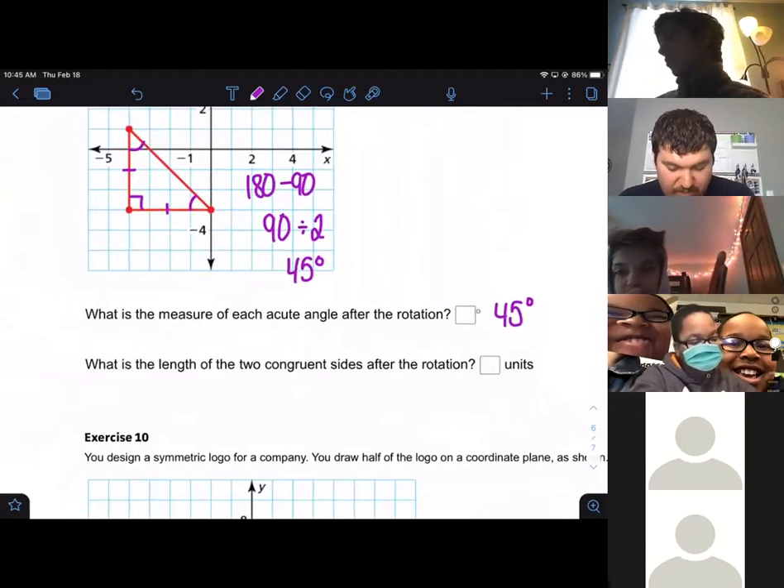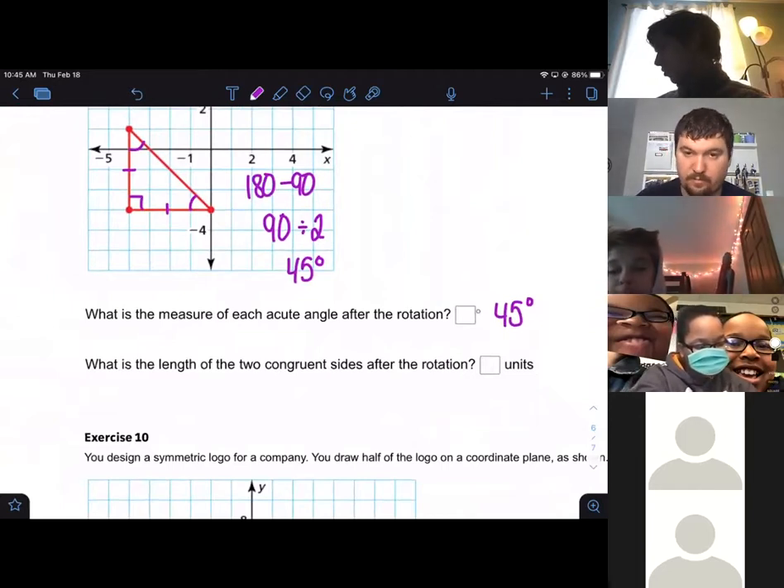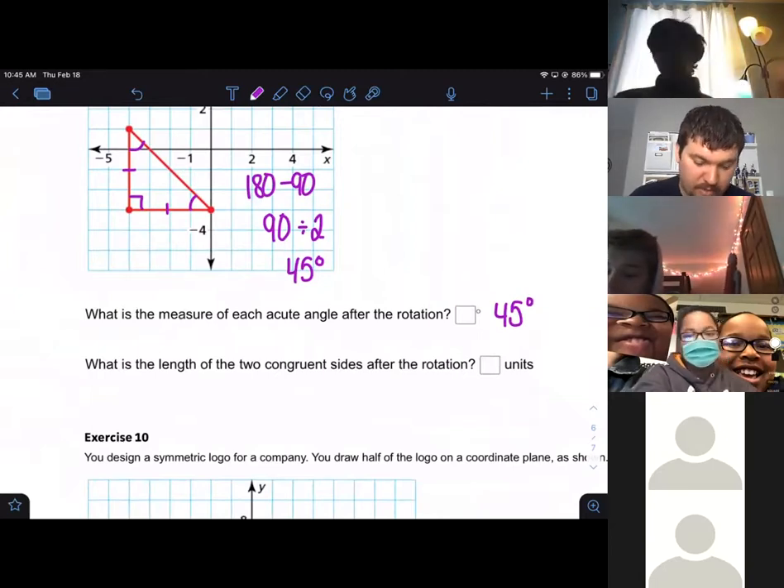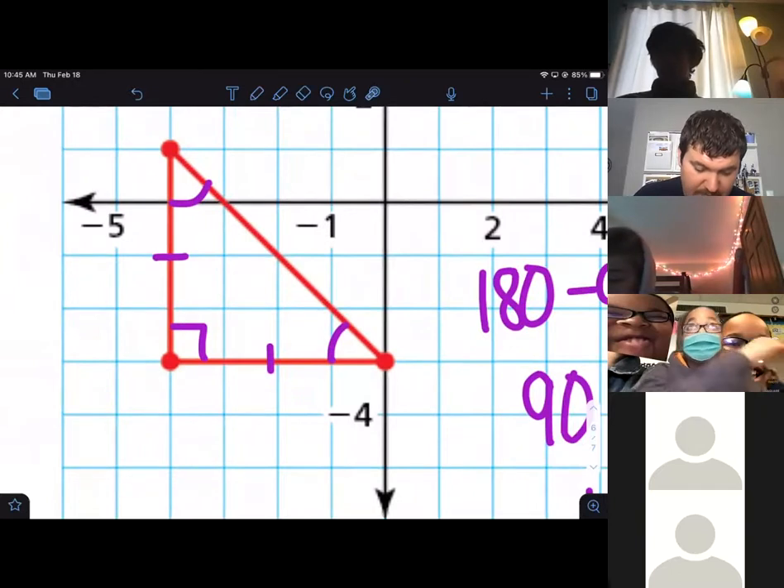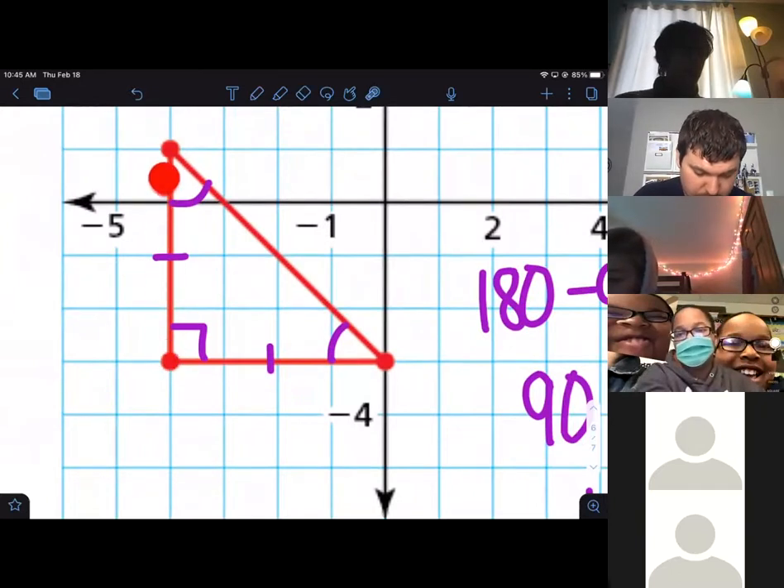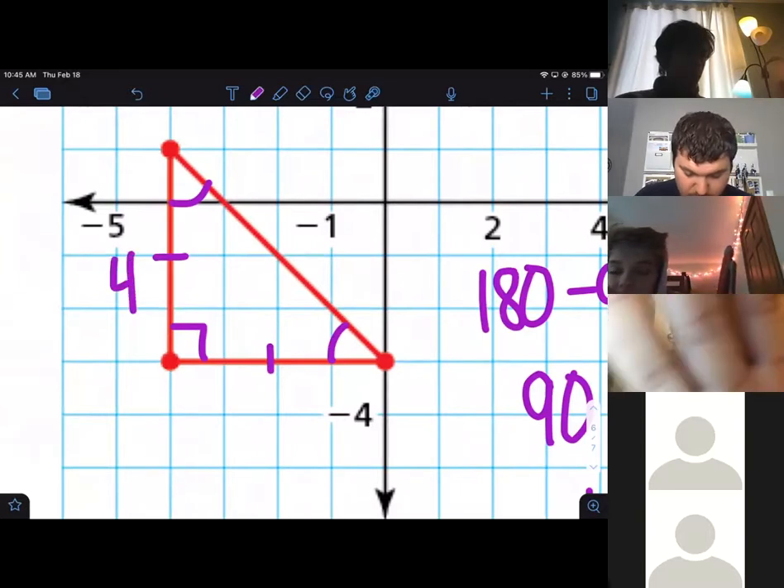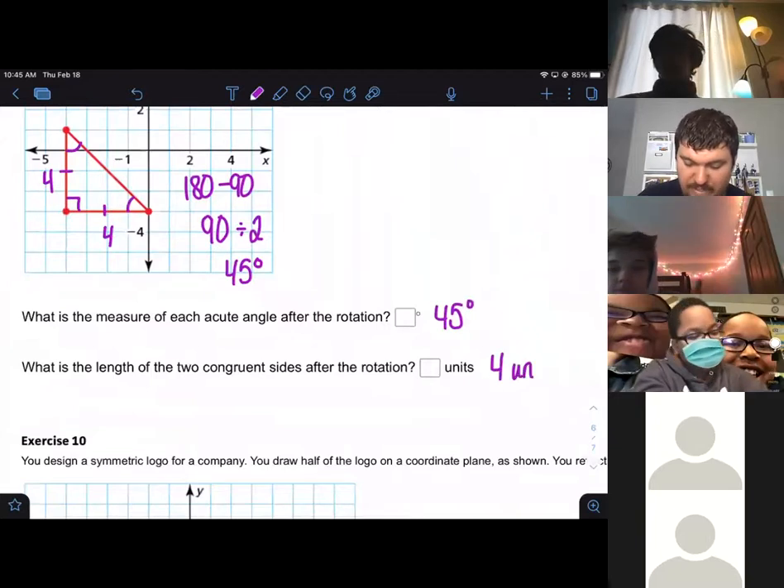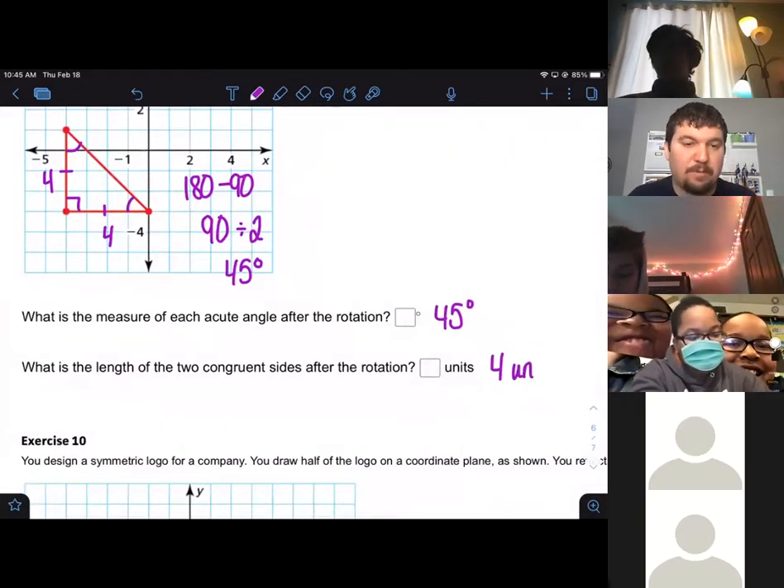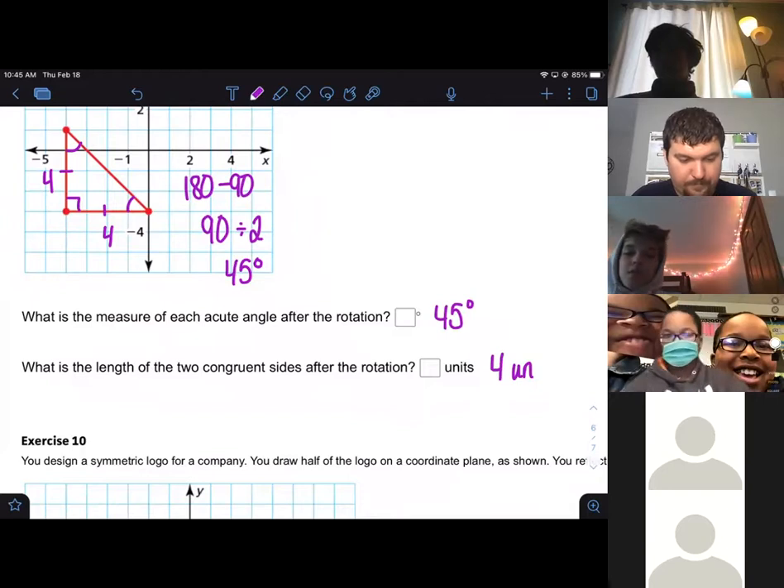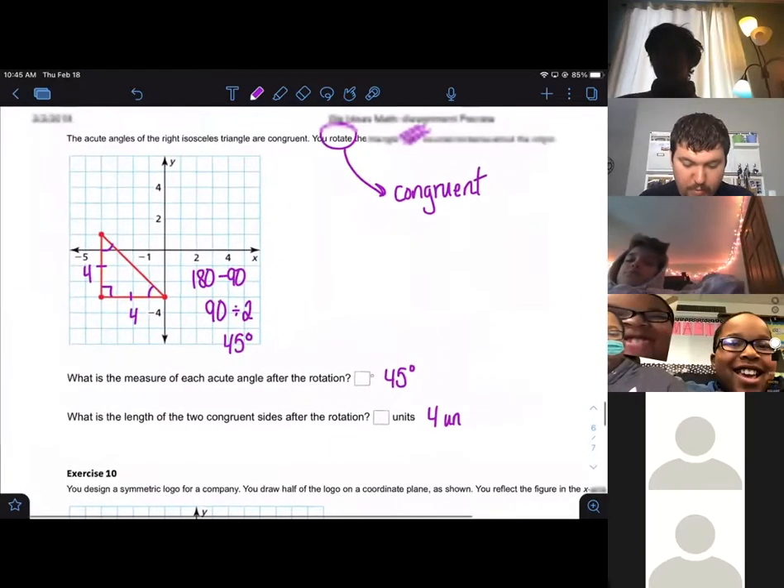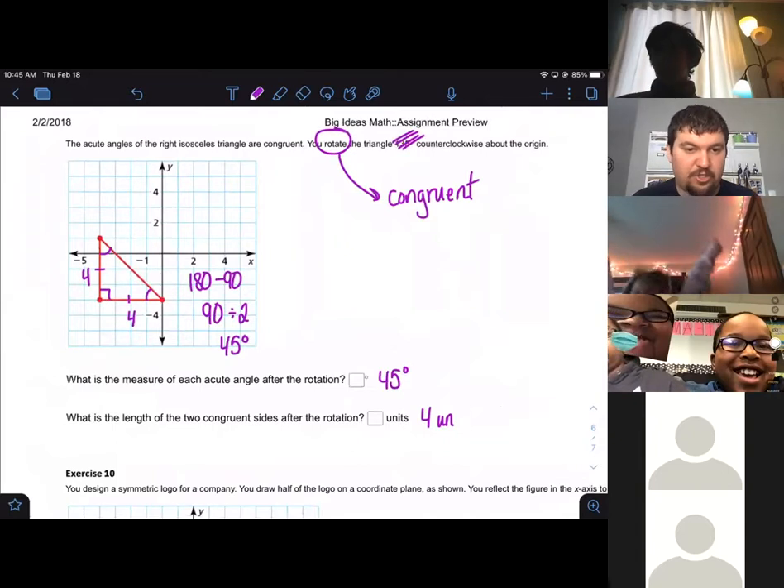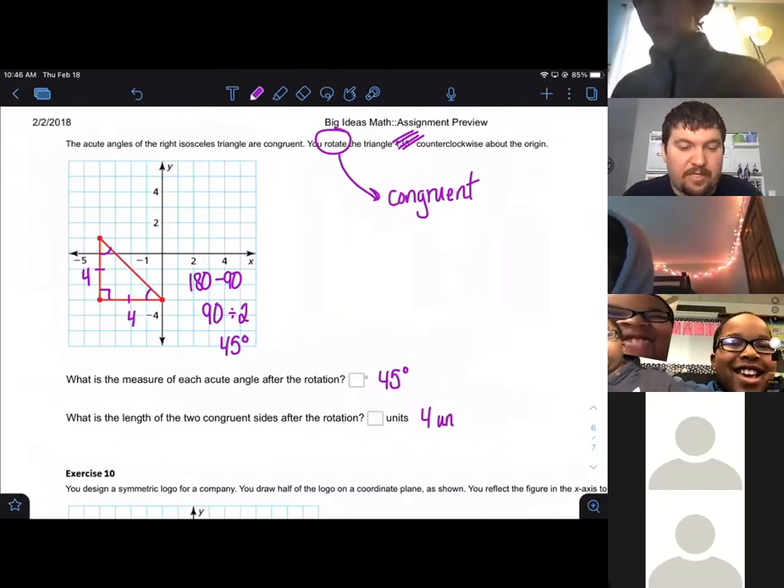And then it says, what is the length of the two congruent sides after the rotation? Well, the same as what the length was before the rotation. So how long was this side before the rotation? 4 units. Good. And the other one was also 4. And so there's still going to be 4. And so there's no label here. Anytime there's no label and we have to give a label for a side length, just put UN for units, just like they did. You don't have to write the whole word out. You can abbreviate. So we didn't actually have to rotate that triangle at all. They were just trying to throw you off. But when you rotate something, as we mentioned before, it doesn't change any of the angles or any of the sides.